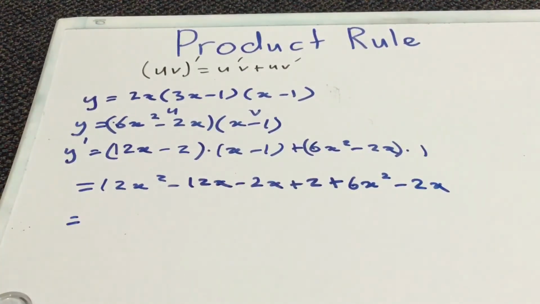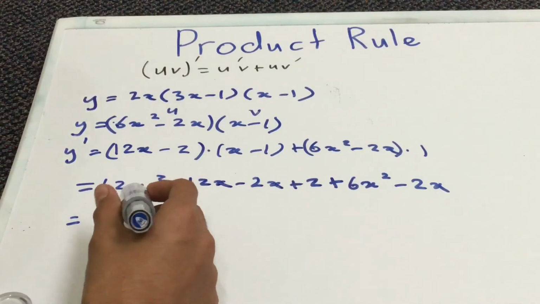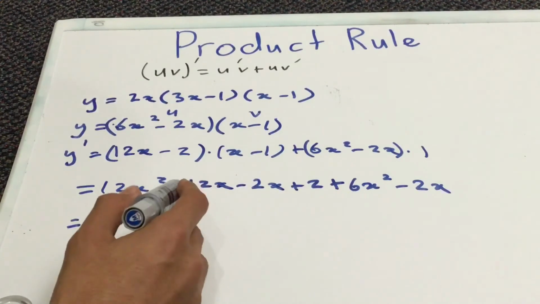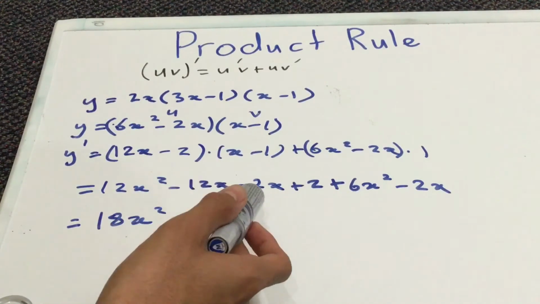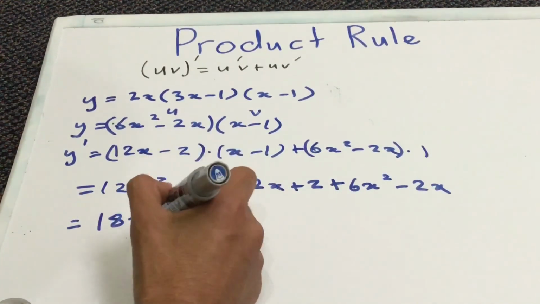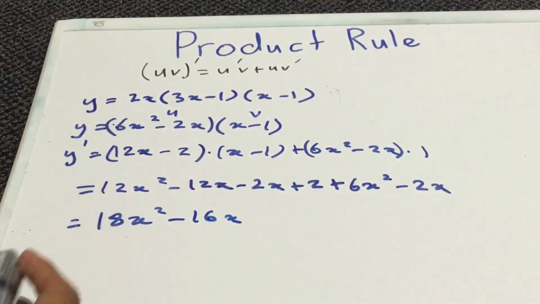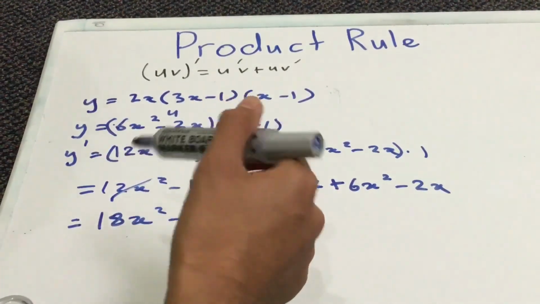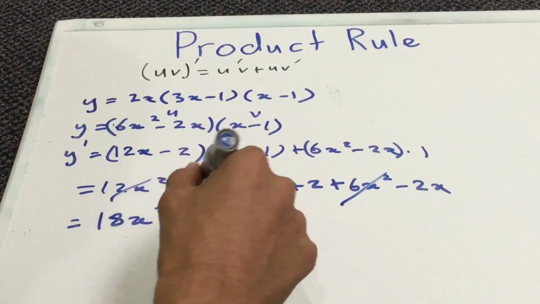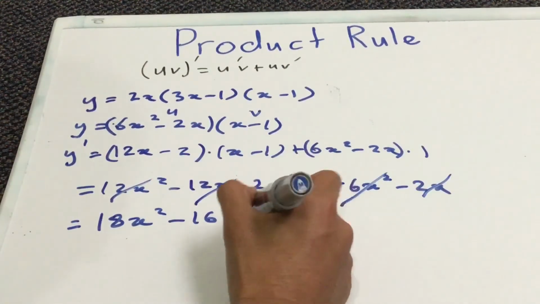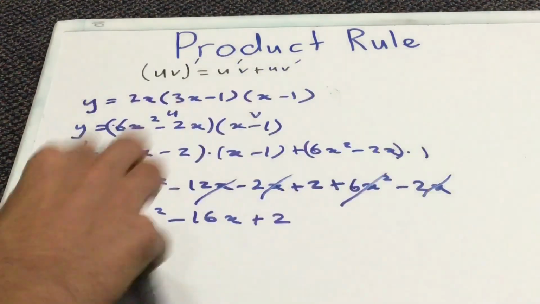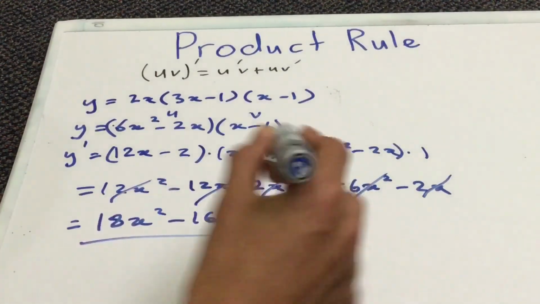Now you have to bring the like terms together. 12x squared plus 6x squared is 18x squared, and then minus 12x, minus 2x, minus 2x, which gives you a result of minus 16x. It would also help if you cross out what you've done, so you don't cross out the same thing again. I've done this and this and this, and then you're left with plus 2. You don't really have to factorize it, you just leave it as it is.